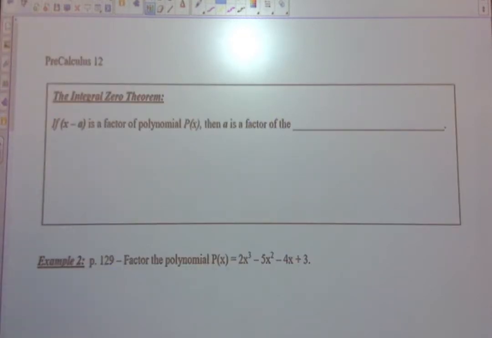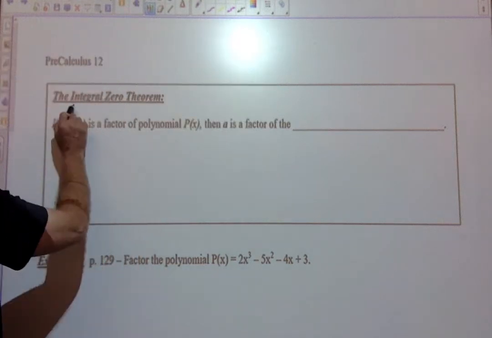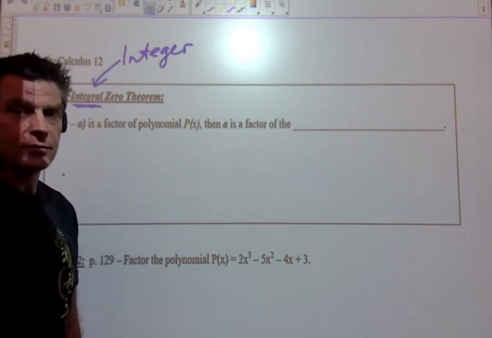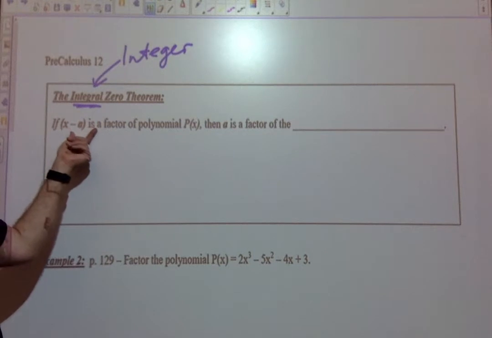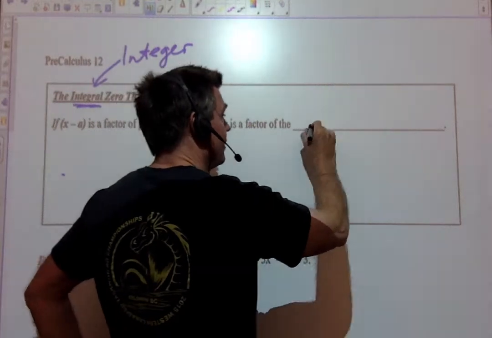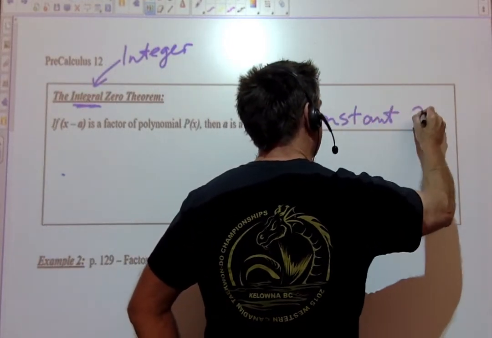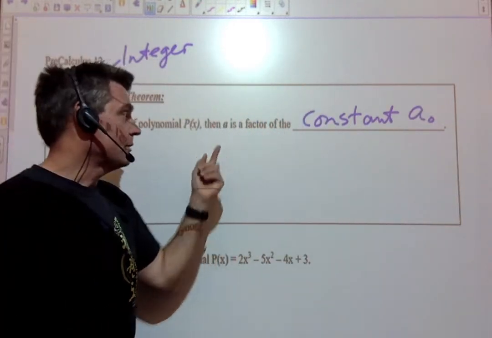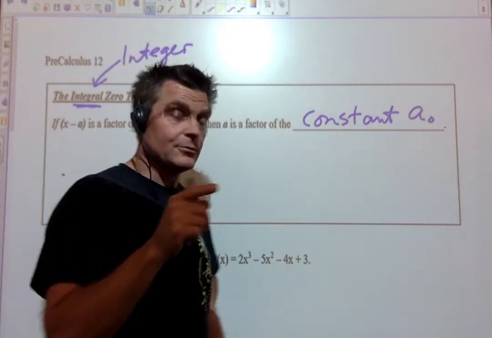So that is known as the integral zero theorem. What? The integer. Let's just think about whole numbers, positives and negatives. The integral zero theorem says if x minus a is a factor, then a has to be a factor of the constant on the end. And we call that a sub 0 or a naught, the constant on the end of the polynomial. That's where I'm actually going to start. I'm going to look at the constant at the end, and that's where I'm going to guess.